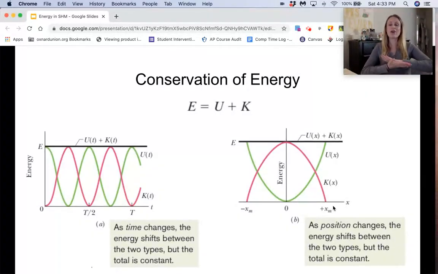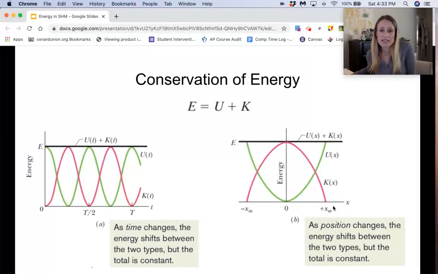Now, of course, we know that with energy comes conservation of energy. So what's going to happen here, and you saw that with that little GIF that was on the last slide, as this mass oscillates back and forth, we're going to oscillate back and forth between potential energy and kinetic energy. Now, even though we're oscillating back and forth between potential and kinetic energy, the total energy is staying the same.